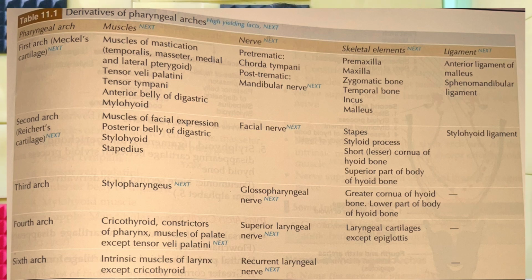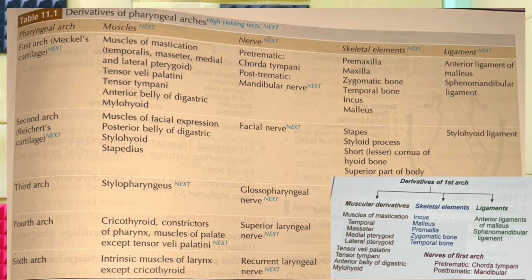Now, one part of this first pharyngeal arch converts into cartilage, and that cartilage is known as Meckel's cartilage. From Meckel's cartilage, we are getting the incus bone and malleus bone. These bones belong to our ear. Okay. Along with malleus and incus, we are getting the anterior ligament of the malleus, which ultimately converts into perichondrium. Along with that, we are getting the sphenomandibular ligament.